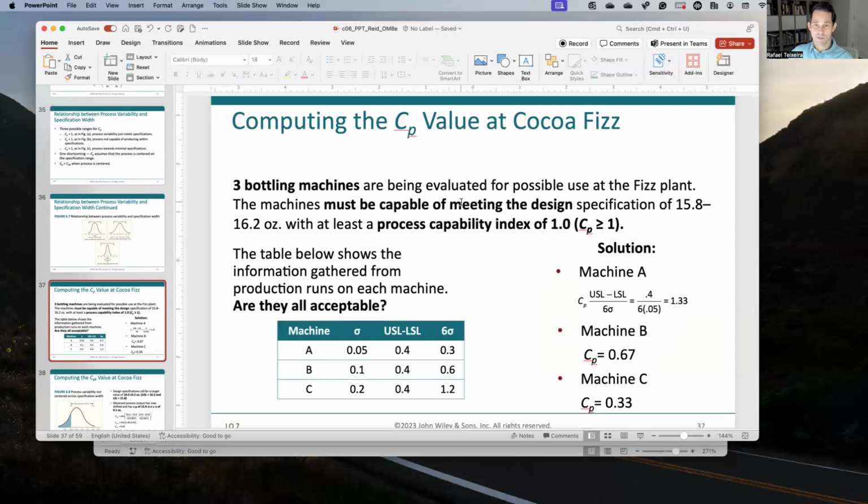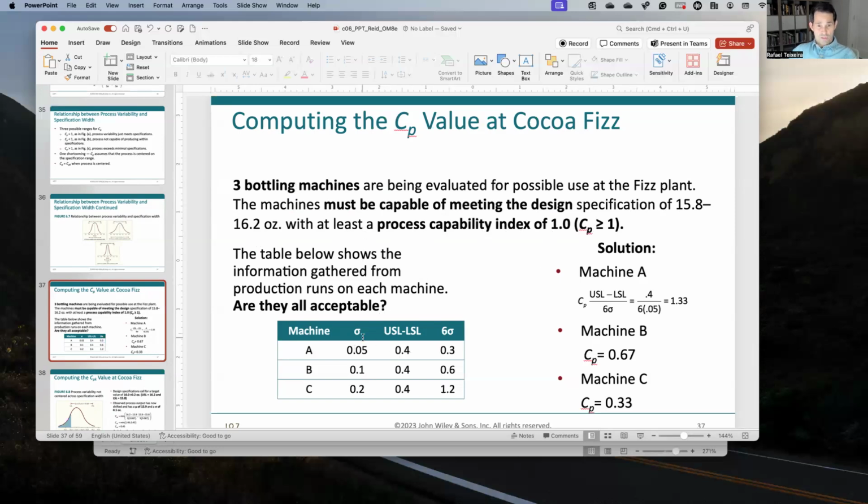Three bottling machines are being evaluated for possible use at the Fizz plant. The machine must be capable of meeting the design specification of a lower specification limit of 15.8 and an upper specification limit of 16.2 ounces, with at least a process capability index of 1. They have to meet the specifications. So we have this table. Here's the formula. The CP numerator is the difference between the upper and lower limits, 16.2 minus 15.8, which is 0.4. That's where this 0.4 is coming from.